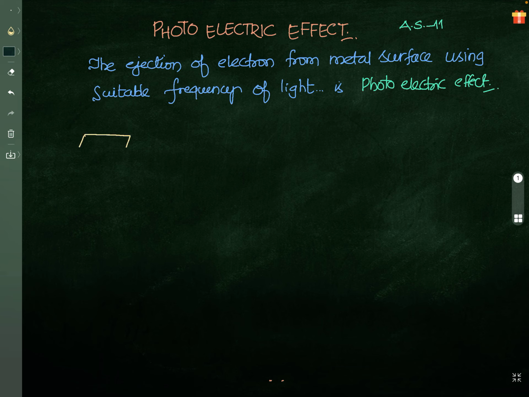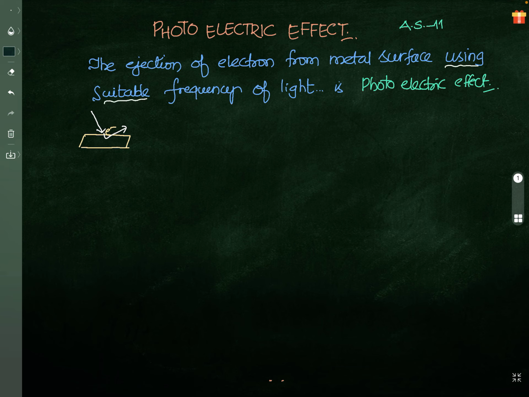Let us say this is a metal surface. On this, electrons will be there. When you are giving suitable frequency of light, some light is falling on this and the electron will be out. Condition: using suitable frequency of light.